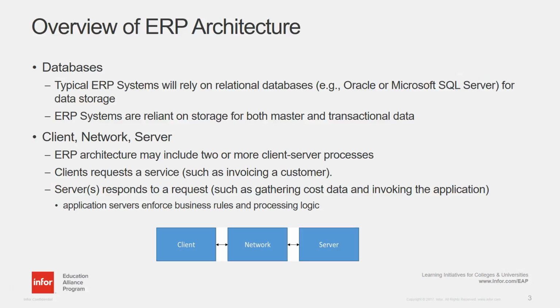The clients will request a service, for example, invoicing a customer, a very common service that we will use in this class. The server then will respond to the client's request, gather the cost data, invoke an application that will maybe generate the invoice, generate a way for the user to see the invoice and to receive the invoice and to pay the invoice. Application servers then will enforce business rules and processing logic for the server, for the client's requests.